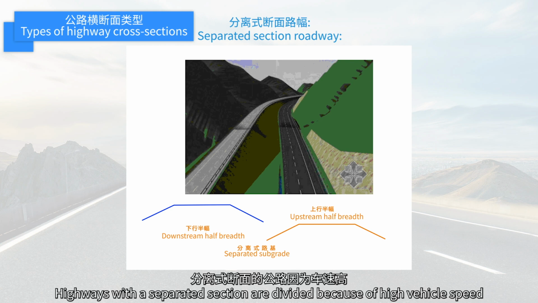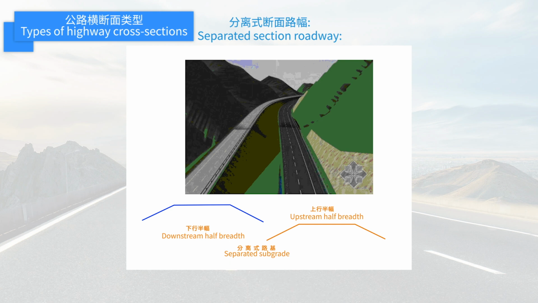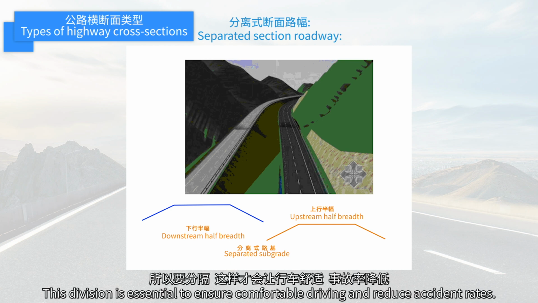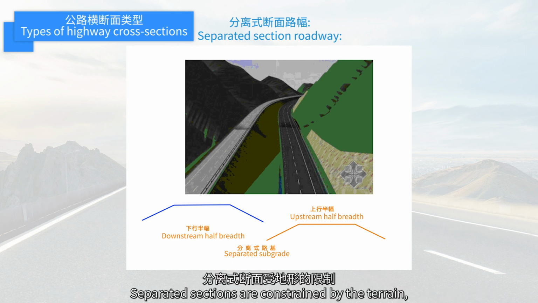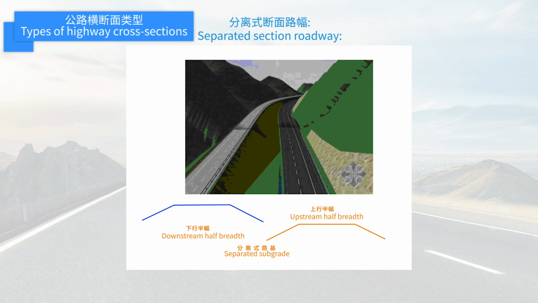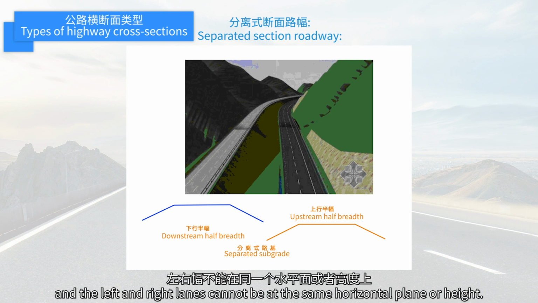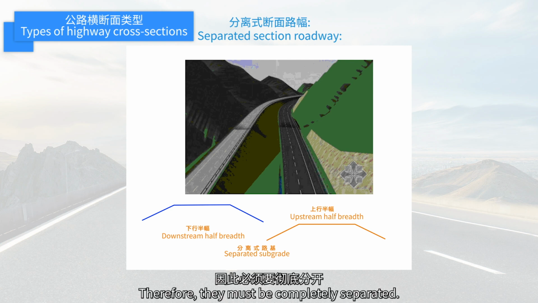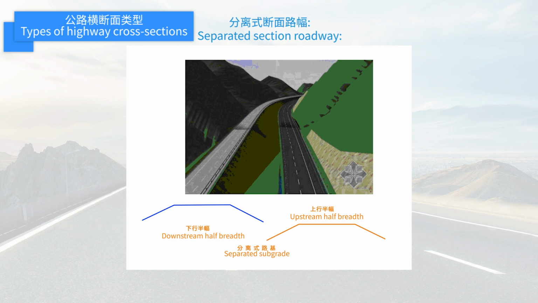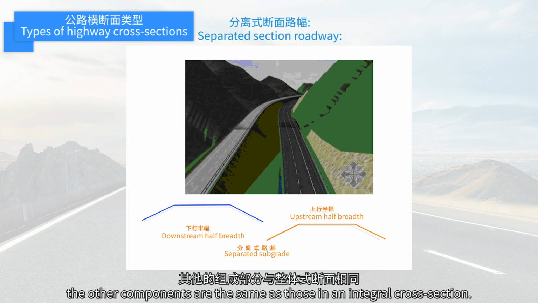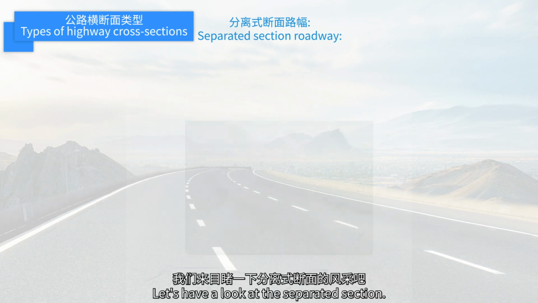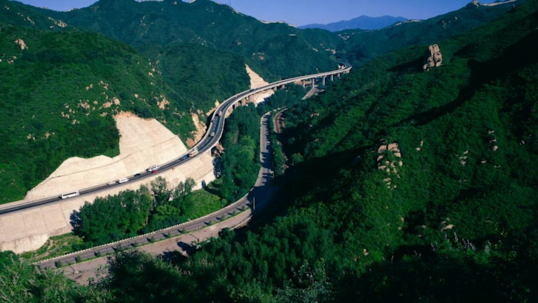Highways with a separated section are divided because of high vehicle speed and large traffic capacity. This division is essential to ensure comfortable driving and reduce accident rates. Separated sections are constrained by the terrain, and the left and right lanes cannot be at the same horizontal plane or height. Therefore, they must be completely separated. Apart from the absence of a median strip, the other components are the same as those in an integral cross-section. Let's have a look at the separated section.